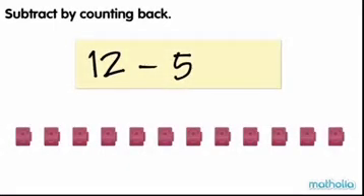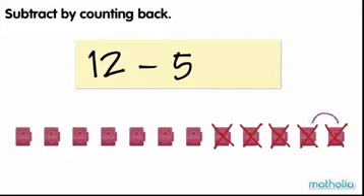Let's find 12 minus 5. Start by crossing off 5 cubes. 1, 2, 3, 4, 5. Now let's count back. 12, 11, 10, 9, 8, 7. 12 minus 5 equals 7.